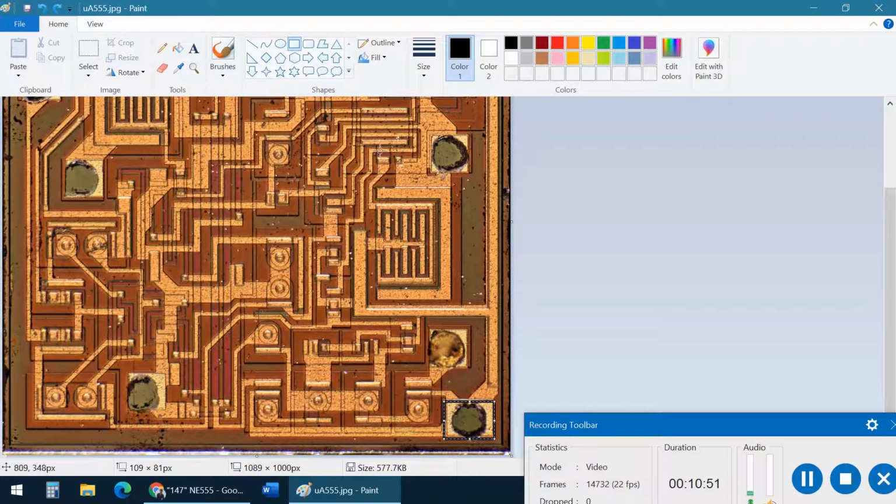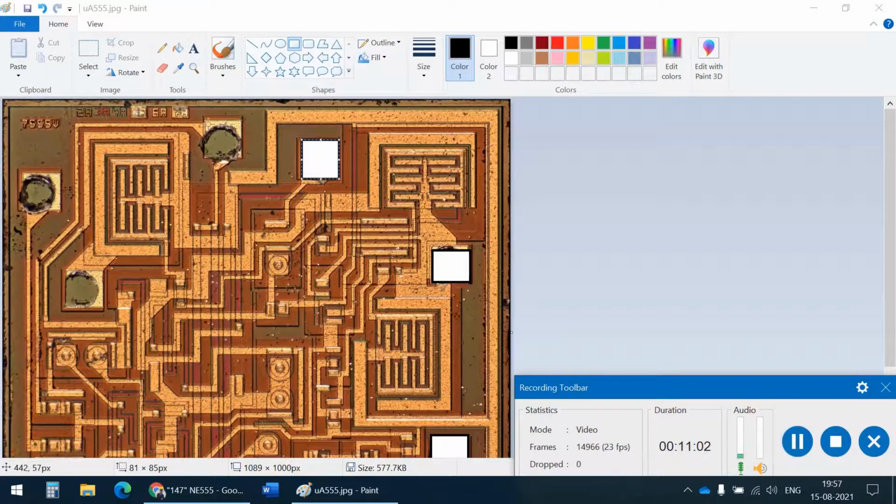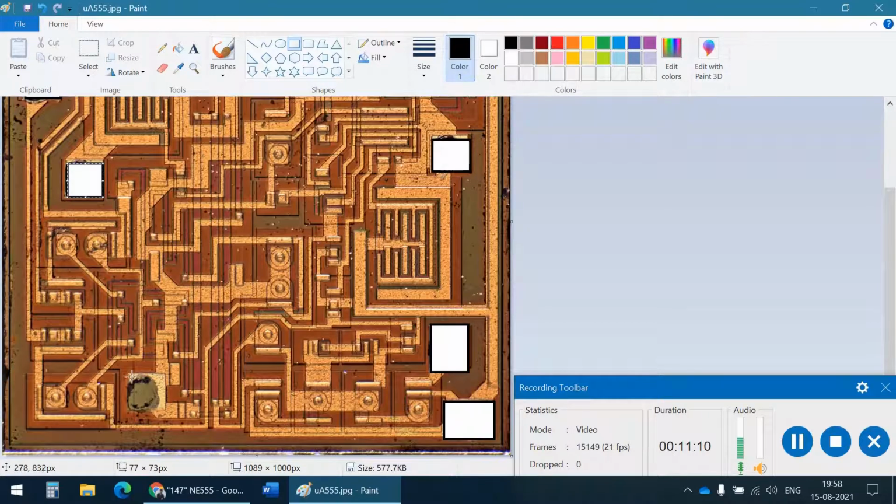Let me say that's ground. I'm just going to fill in all the other pads. I'll be back in a minute. So I'm just filling in all these pads, as you can see here. These are all pads. So now we have our 8 pads marked out. Now we've got to figure out which pad is where. I said that this is ground.